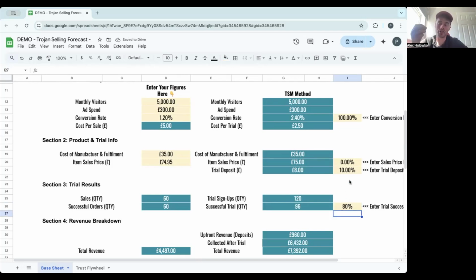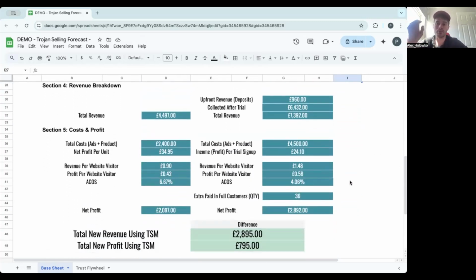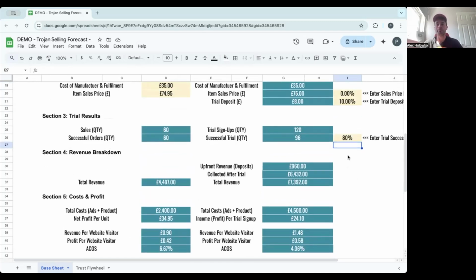And if you have a trial success rate of less than 80%, like Peter was saying, this is highlighting a problem with your products, not the trial offer or the Trojan selling method. So it works both ways. But you can see here we're still in profit, and you have nearly £800 of new profit for doing essentially nothing but just implementing this method. And this isn't even the coolest bit.